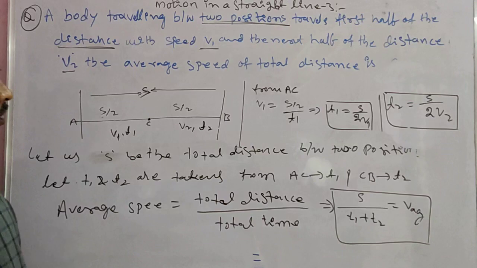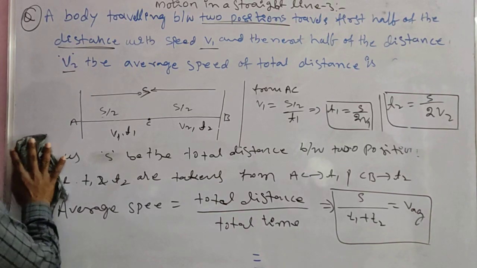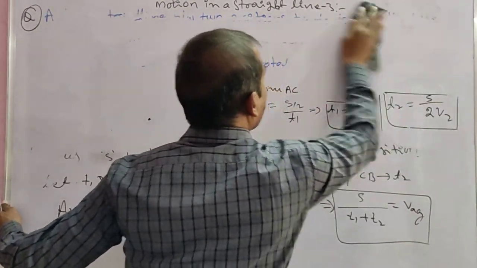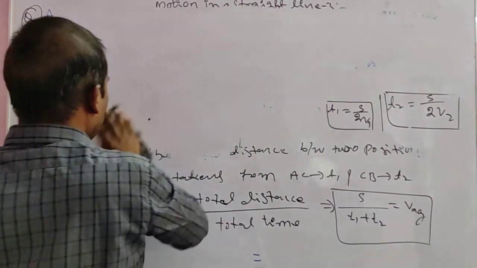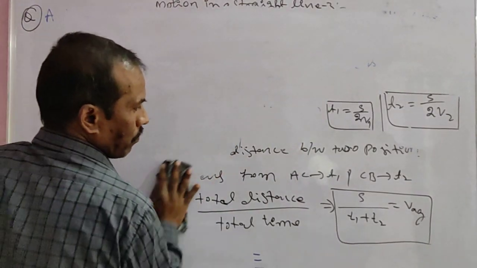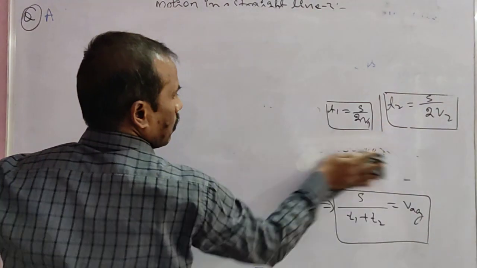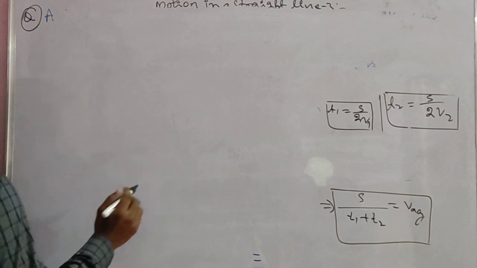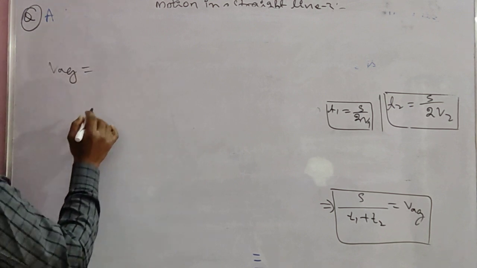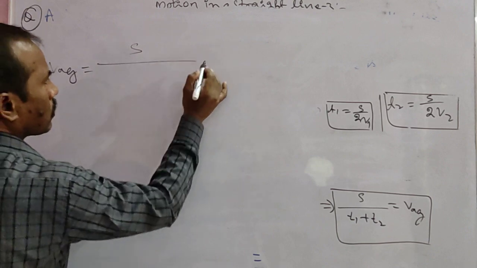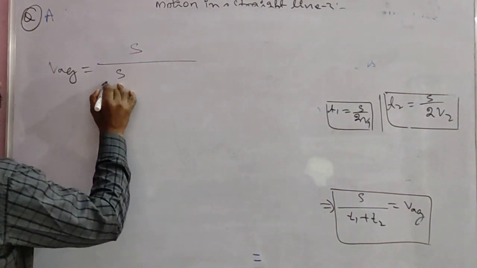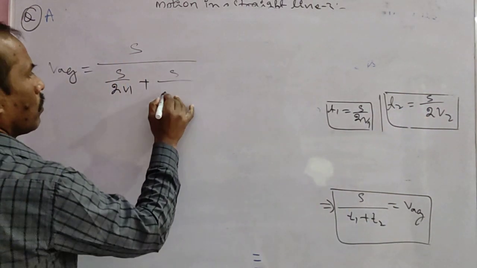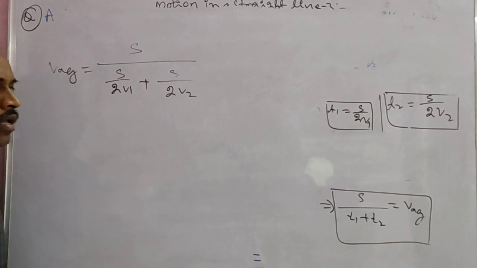Note this one first of all. Average speed of the particle: average speed is equal to total distance by total time. Here the t1 value is s by 2v1 and the t2 value is s by 2v2. So this is an LCM.